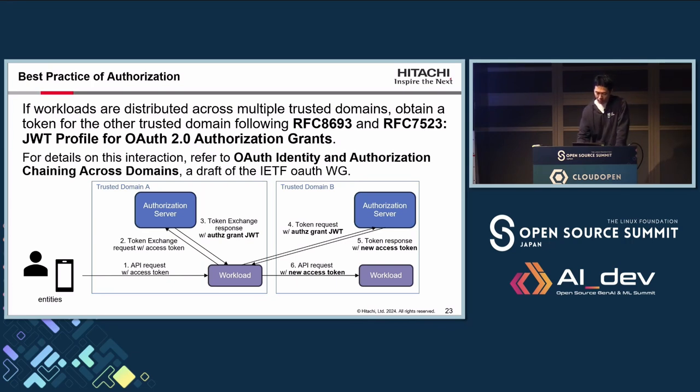In more detail, once the workload receives an access token, it requests to exchange the access token for an authorization grant JWT following RFC 8693. Then the workload obtains an authorization grant JWT. The workload uses the JWT to get a new access token following RFC 7523. Then the workload obtains a new access token. And finally, the workload uses the token to request downstream workload APIs.